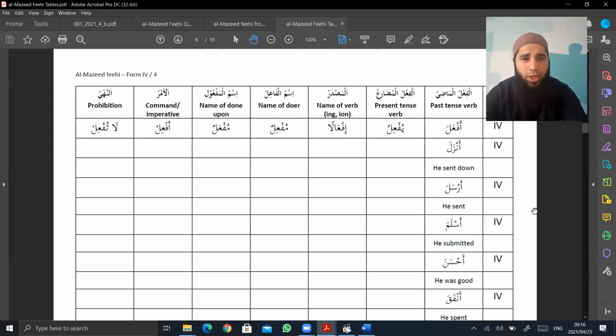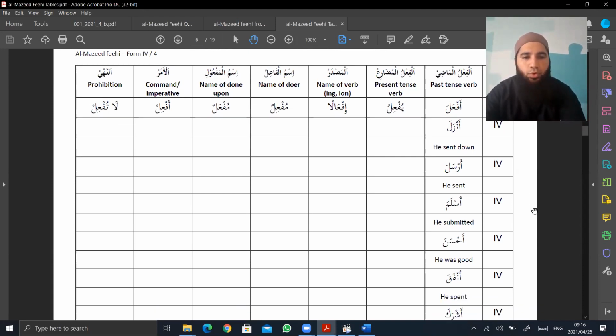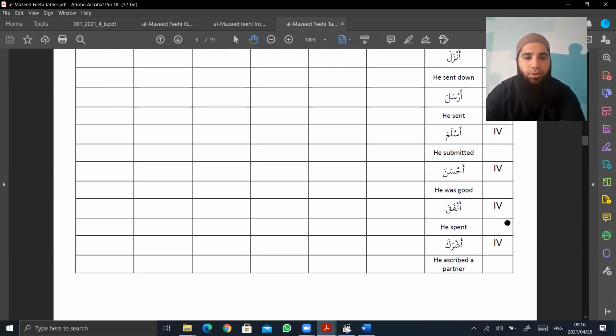أحكم يحكم means to make something firm, to strengthen something, to solidify or to fortify something. Can I say it again? أحكم يحكم إحكاما محكم محكم أحكم لا تحكم. That means to fortify or to make something firm.